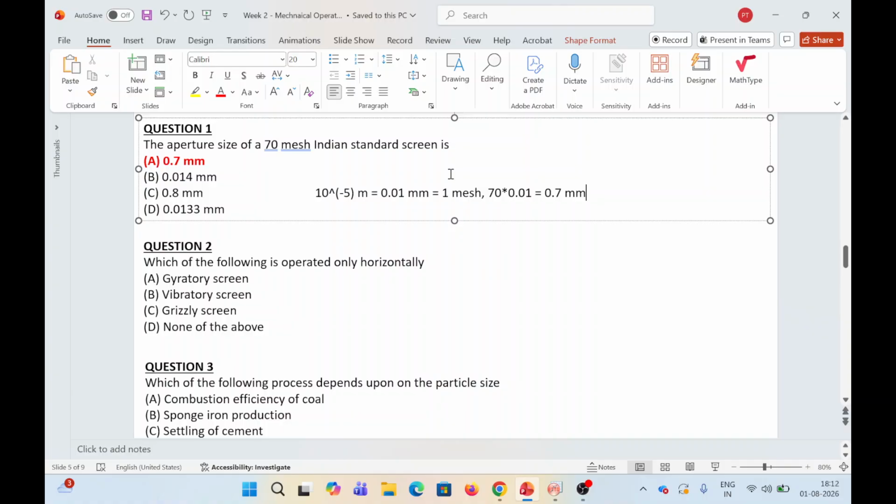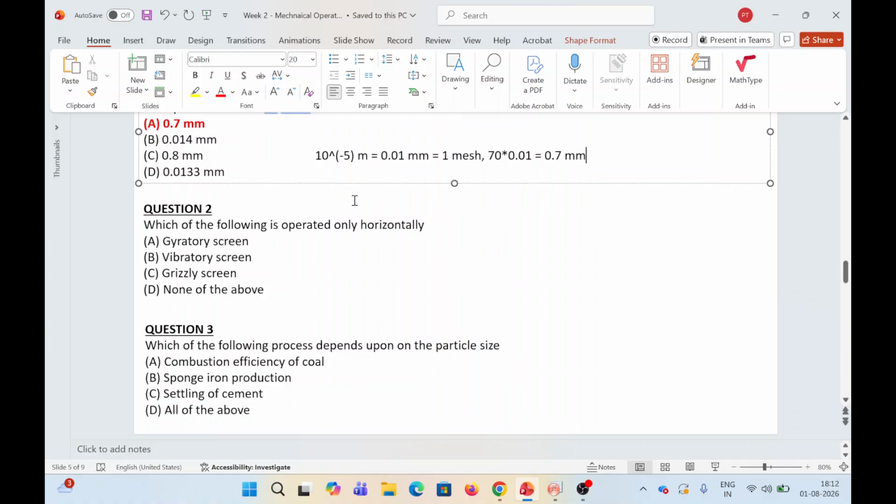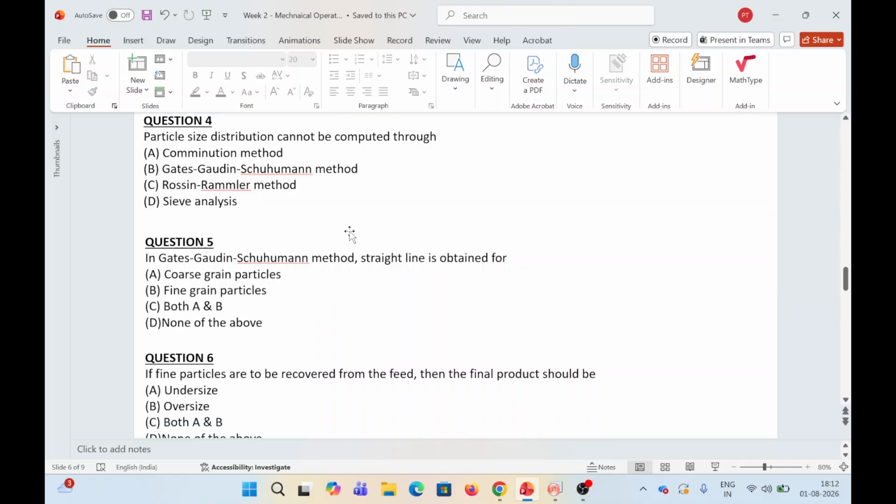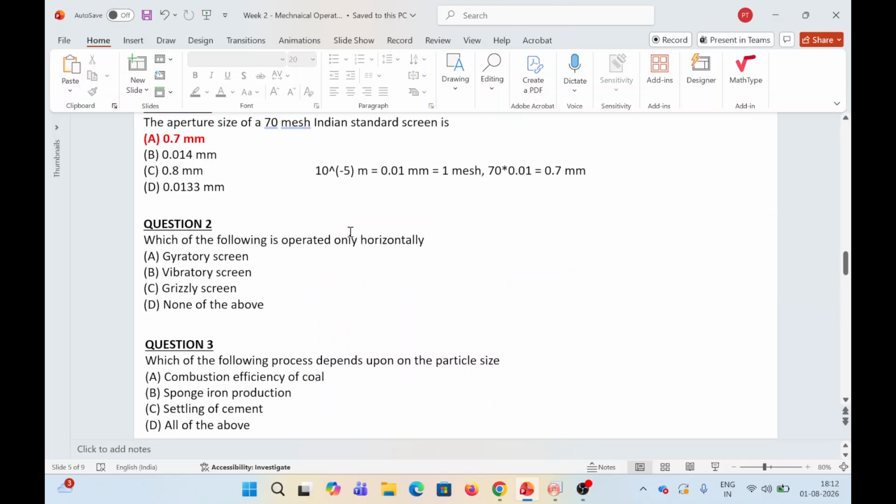Sir, none of the above. Sure. Sir, vibratory screen. Okay. Anyone else? Any other answers? No, sir. Okay. It is gyratory screens.